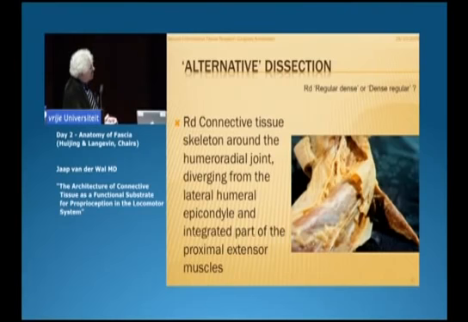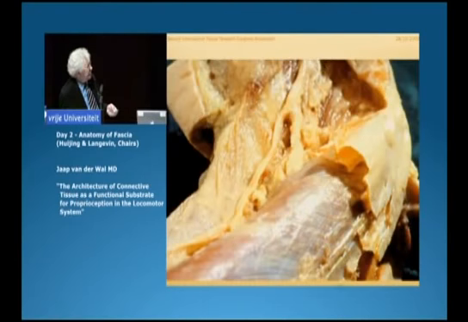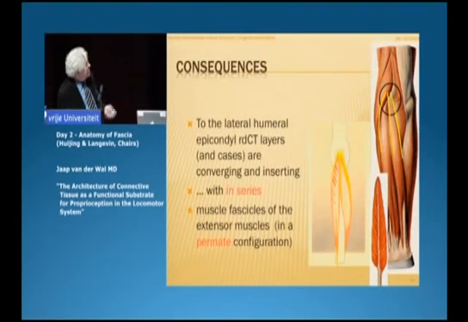Here you see that there are muscle compartment walls and there are intermuscular septa. I will talk about the supinator muscle very soon, and that all converge to that epicondyle. It is regular dense connective tissue skeleton around the humeroradial joint. And it's converging to the lateral epicondyle, and it's an intricate part of the extensor muscles that are inserting via that. What does that mean for our notion about how the forces are transmitted in this region? The lateral epicondyle has layers of connective tissue converging to it, and in series there are the muscles.